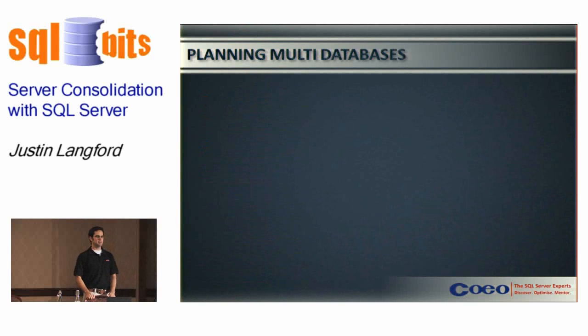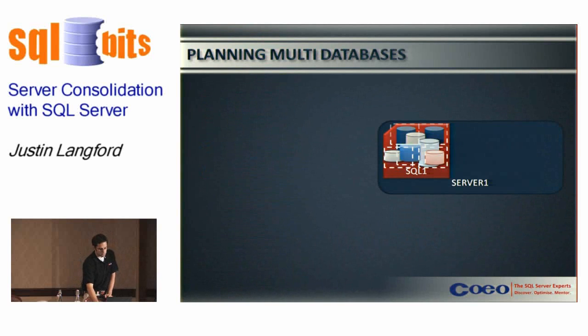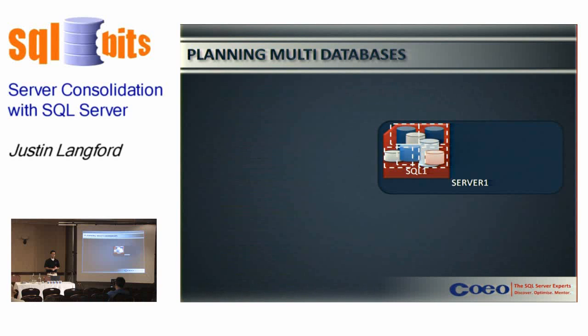So for multi-databases, in this situation, we've got a single instance on a single server, and we've got a number of databases running on that server. Anyone got any suggestions around how we can mitigate the risk of those databases interfering with each other?